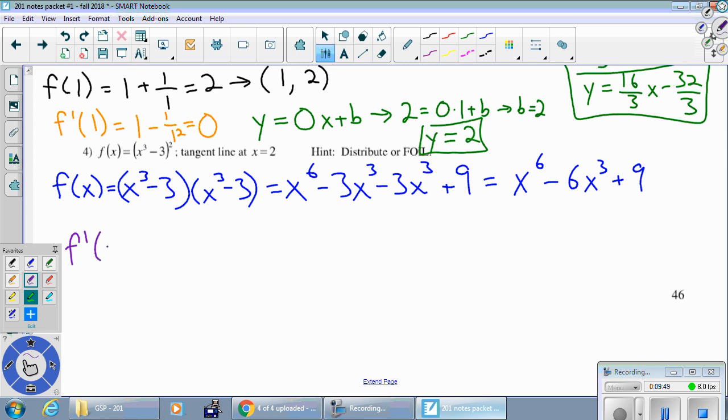F prime of x equals, okay, x to the 6th becomes 6x to the 5th, minus that 3 comes down, multiplies by the 6, gives 18, x to the, subtract 1 to get 2. Plus 9, that becomes a plus nothing, which I won't write.